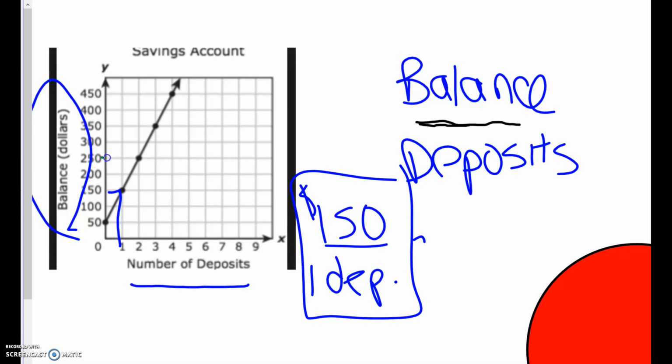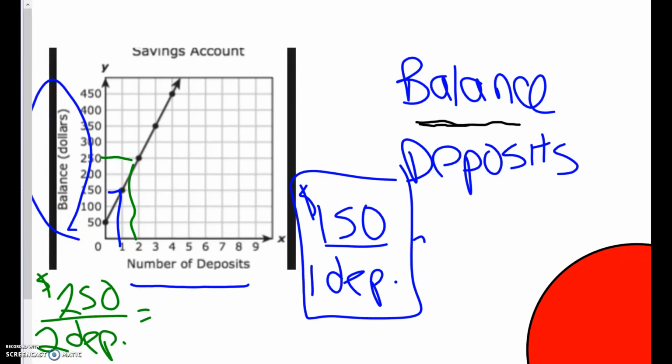Let's try another one. I could do $250 per 2 deposits, and that would mean my rate of change would be $125 per 1 deposit. These are different. That just means that my graph is not constant. My rate of change will be different for this whole graph. And that's okay for right now, guys, because I just want you to focus on being able to find your rate of change.